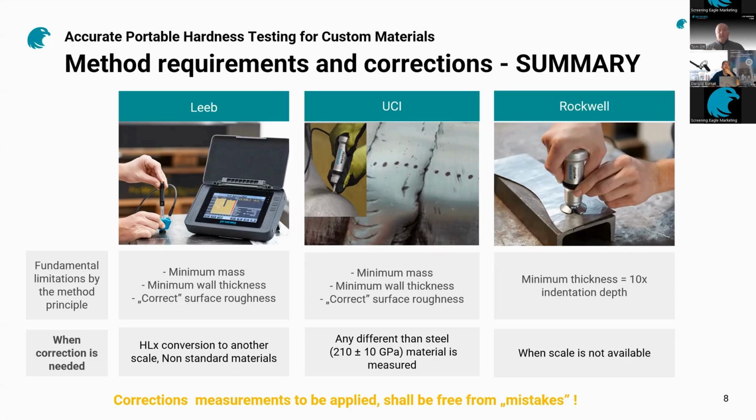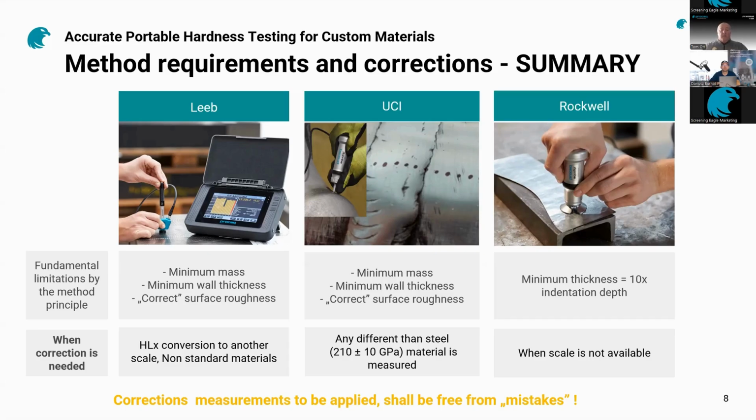All we really need to concern ourselves with is minimum thickness of 10 times the indentation depth. We need to make sure that we can hold the probe flat without vibrations on the test specimen. And it generally doesn't need a correction or a custom correlation. The only time you need to do that really is whenever the pre-programmed hardness scales that we have are not one of the hardness scales that you need to report your results in.